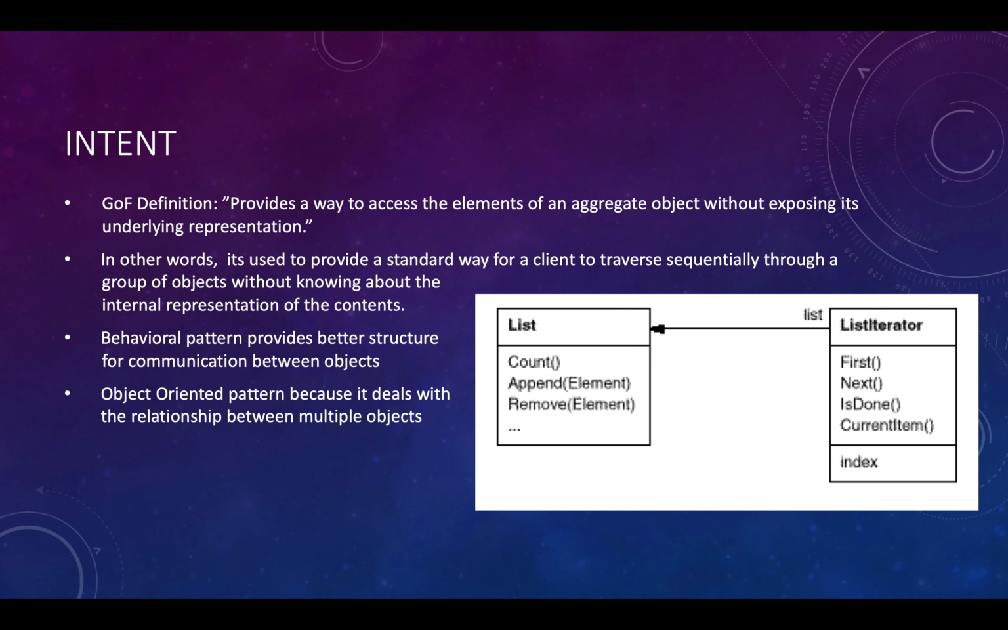The Iterator design pattern is a behavioral pattern, and it provides better structure for communication between objects. It is also an object-oriented pattern because it deals with the relationship between multiple objects. As you can see here, I have an example of a list class that would call for a list iterator.